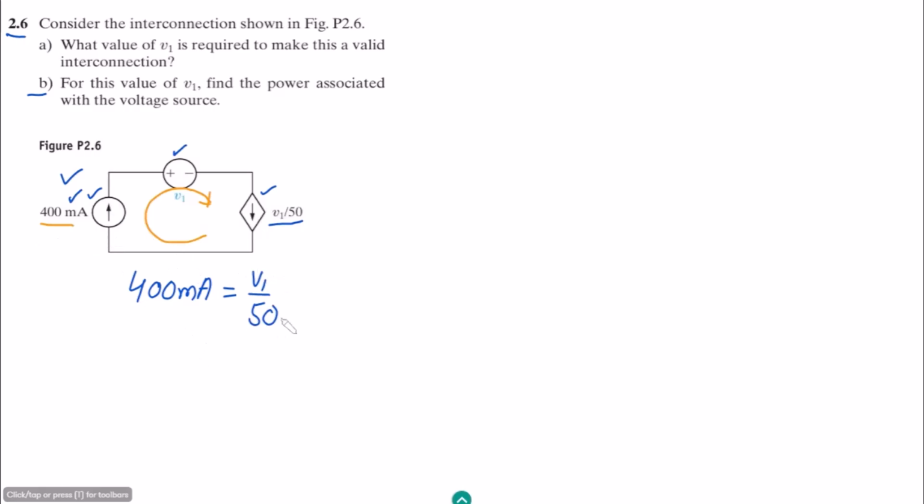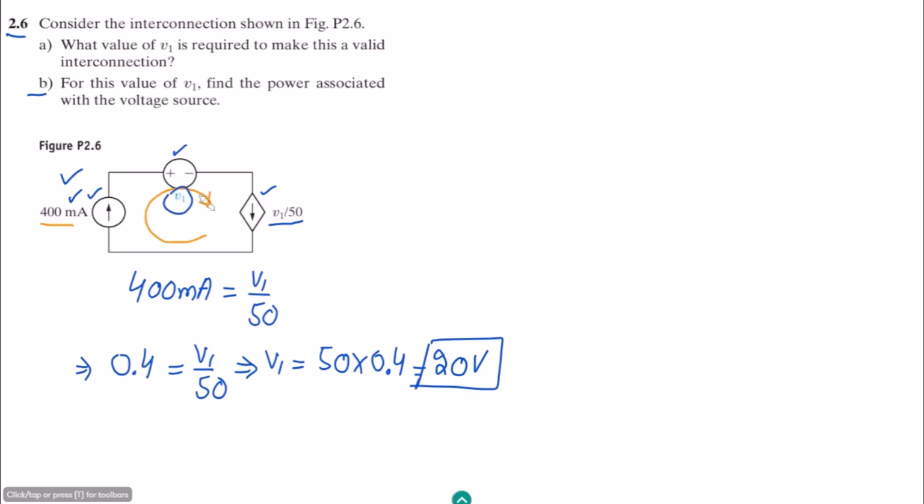It should be equal to V1 divided by 50, which are these two ones. In order to make them equivalent, this is 0.4 actually, and this is V1 divided by 50. So the value of V1 should be equal to 50 multiplied by 0.4. So this will be 20 volts. This should be the value of V1 if we want to make this a valid circuit. If the value of V1 is 20 volts, this will be a valid circuit. That is the solution of part A of our question, where we have found the value of V1 for the validity of a circuit.